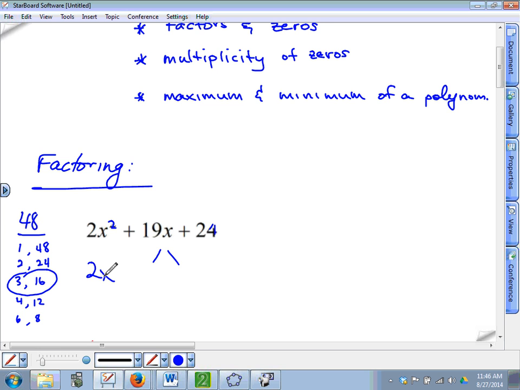Yeah, you're right. The order of these doesn't matter. I could put the 3 here and the 16 here, or the 16 here and the 3 here. 16 matches maybe a little better with 2, so I can put the 16x first. So that's 2x squared plus 16x plus 3x plus 24. We now create a polynomial with 4 terms rather than a polynomial with 3 terms.